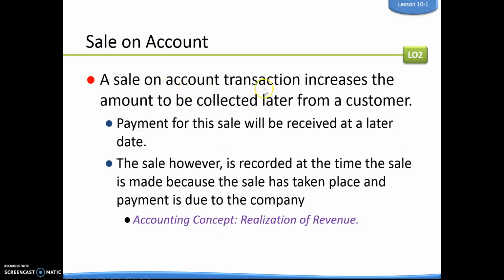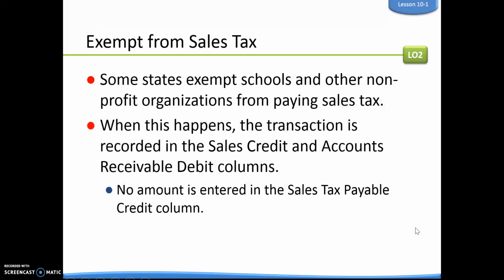Now, when a sale on account transaction happens, remember that this increases an amount that's going to be collected later from a customer, because at this point we have not received any cash. They owe us money. And again, remember we do this because we are using the accrual basis of accounting, which means we record at the time the sale happened, not when the cash is actually received.